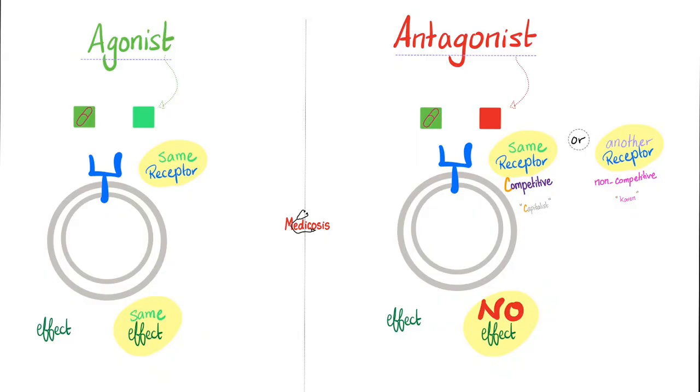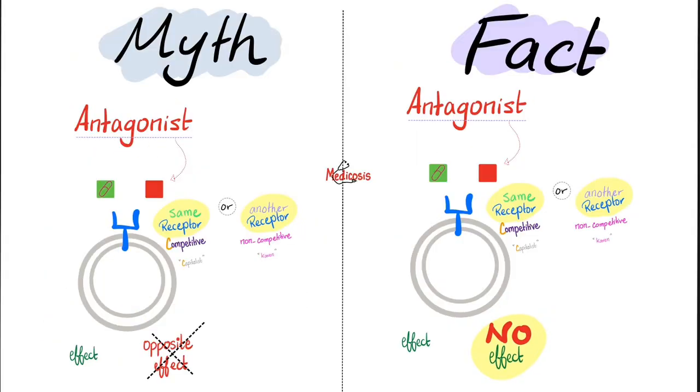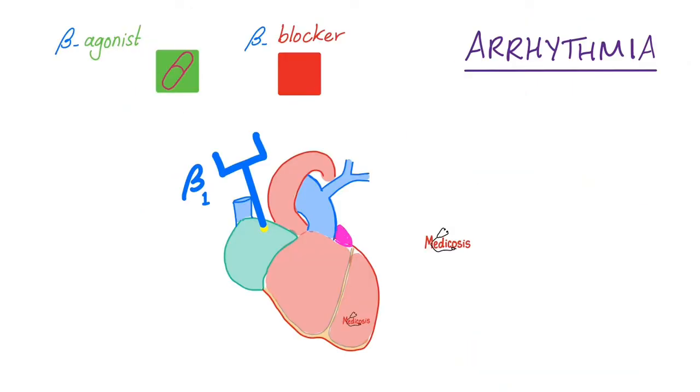But what's an antagonist? Unfortunately, many students think that the antagonist will do the opposite effect. But that's not correct. For example, some students think that if the agonist is going to raise my heart rate, then the antagonist will lower my heart rate. Nuh-uh. The truth is that the antagonist binds to the same receptor or another receptor, producing no effect. Zero, not the opposite. But hey, medicos, wait a second. I know that beta agonists are going to raise the heart rate, and beta antagonists will lower the heart rate.